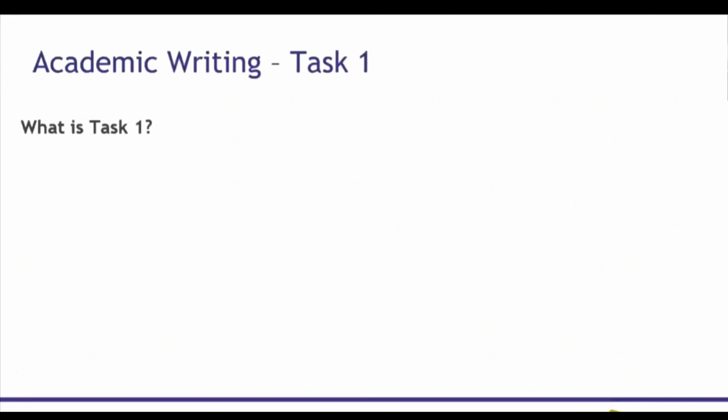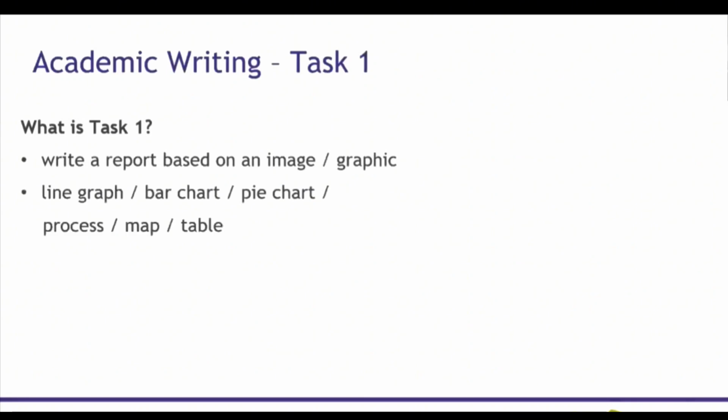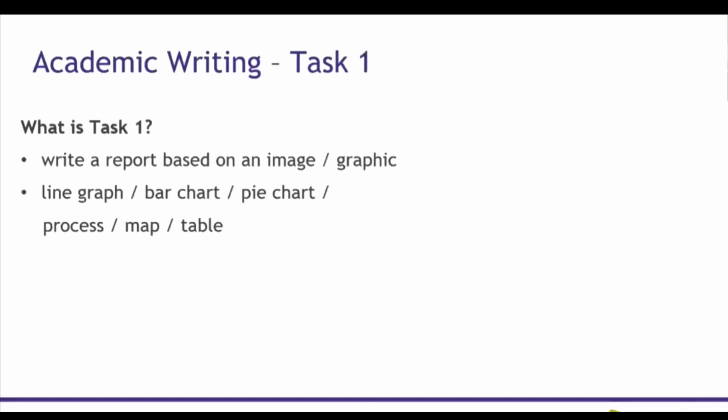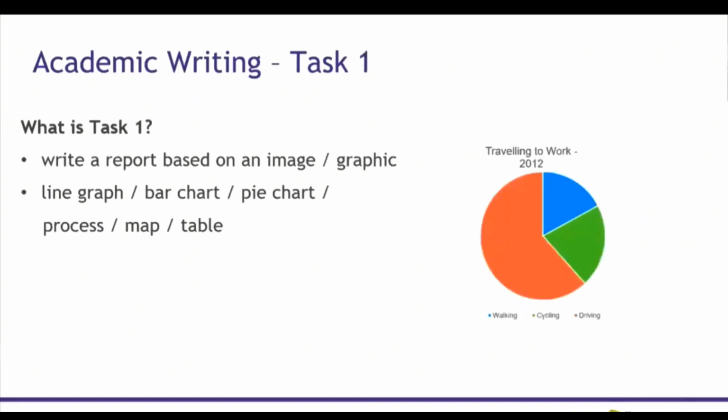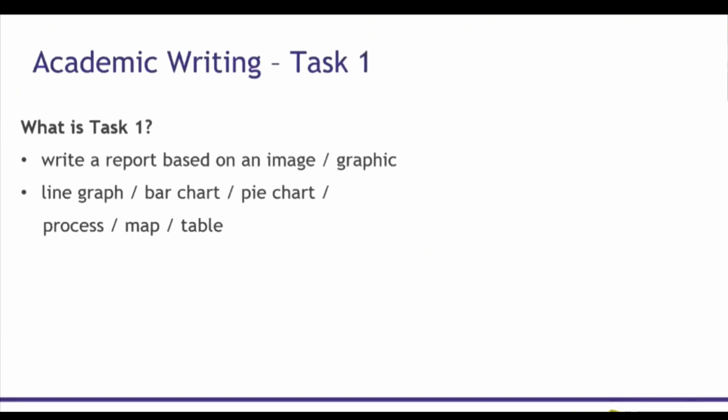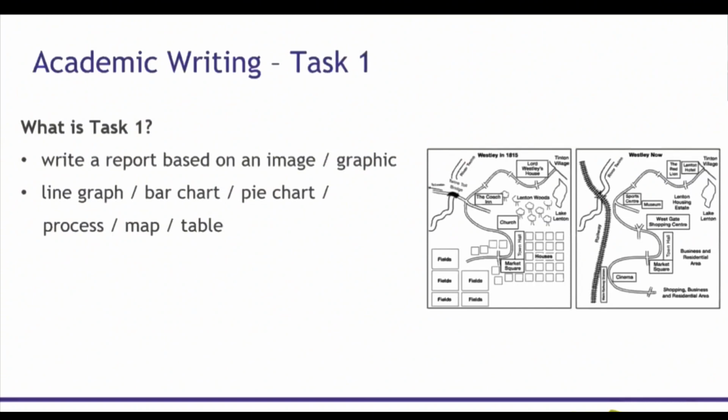So academic writing task 1. What is task 1? In task 1, you need to write a report based on an image or a graphic that you were given, and you need to write at least 150 words about it. You could be given any of these types of graphics. So, for example, a line graph, a bar chart, a pie chart, a process, a map, or a table.